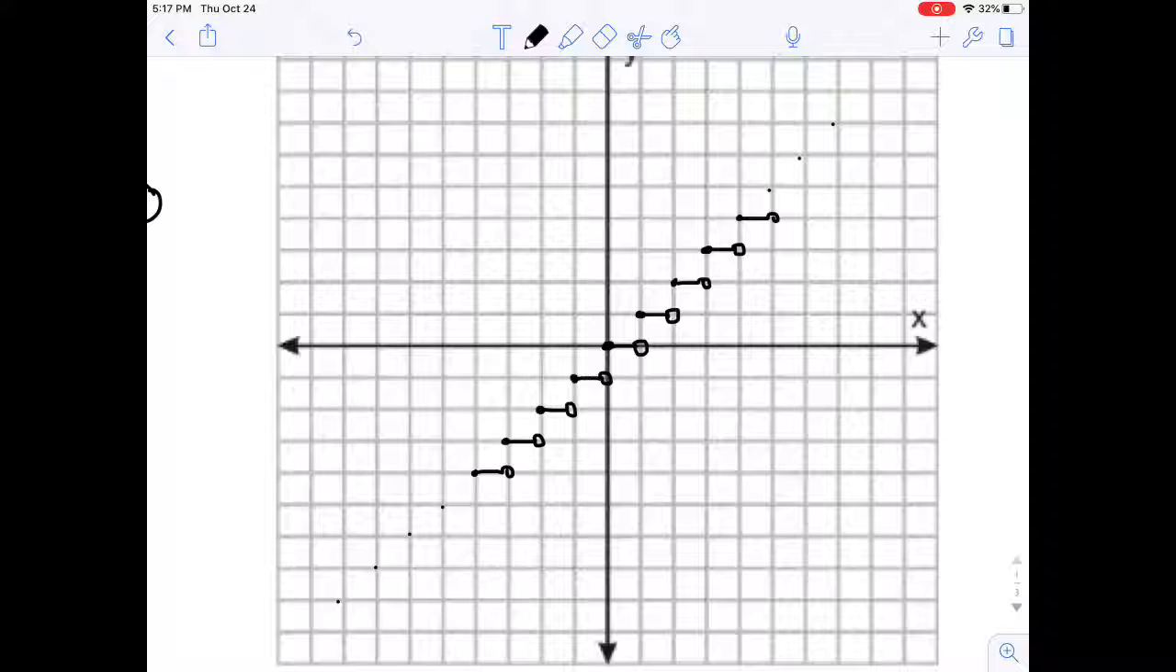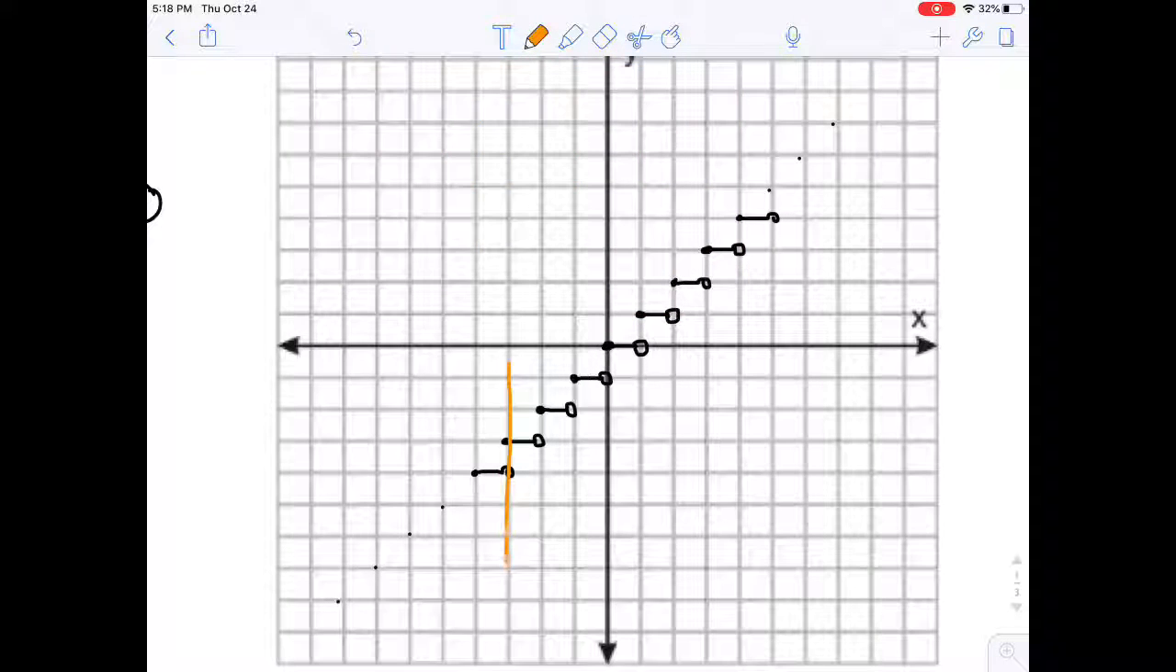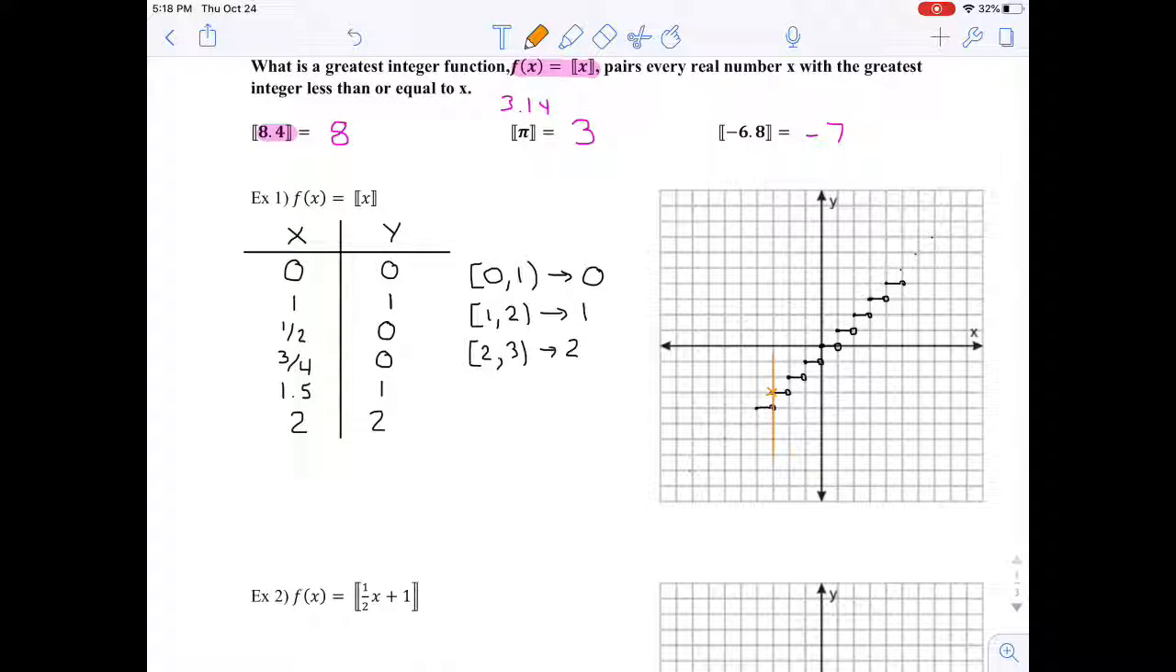Okay. Again, this is still a function because there's no place I could draw a vertical line that would go through more than one point. Because if I was going to go through one of these spots right here, okay, I really only am going through that point. Okay, this would be an open circle and not included. Okay, so that's your parent greatest integer function.